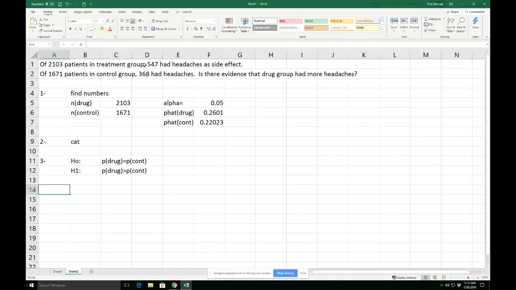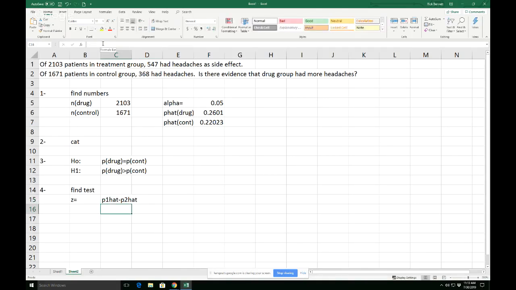Step number 4, take your two proportion test and find the test statistic. Do you see the difference between the 1 and the 2 proportion test? Sometimes people get mixed up on that. Generally, people can tell the 2s, but sometimes they think the 1s are 2s. So this is going to be z equals P1 hat minus P2 hat.